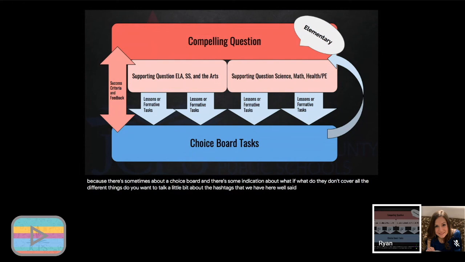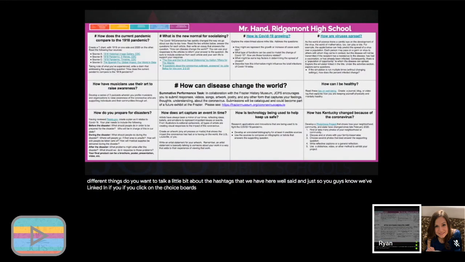Well said. And just so you guys know, we've linked in. If you click on the choice boards, these here, they're actually linked in. They're all in the same document, so you'll be able to see those there if you want to see them a little bit more up close. Sometimes it's hard to see on these presentations.